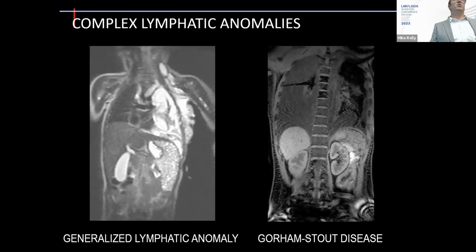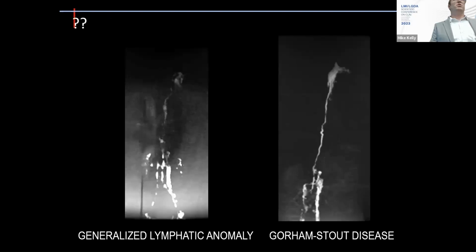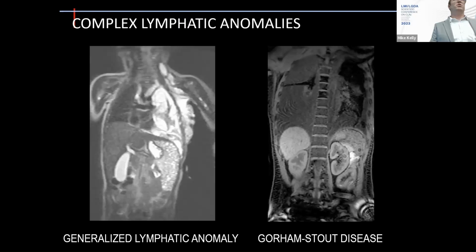They each present differently. So this is a patient, I think she was 3 or 4, who came to me with generalized lymphatic anomaly. You can see that she has lymphatic malformation in subcutaneous tissue. She has a combination of pleural fluid and lymphatic malformation in her chest. Her spleen is large and filled with these T2 hyperintensities.